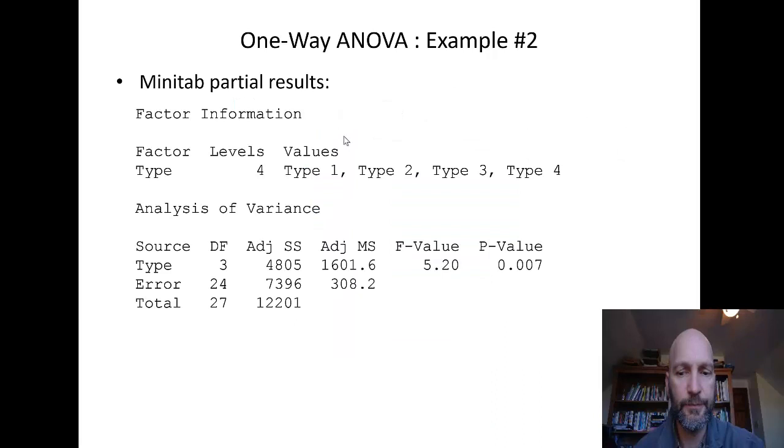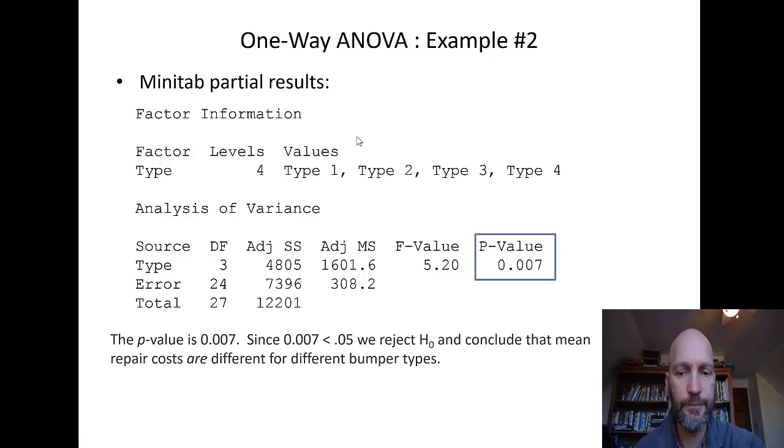Here's the output that we get, and based on this output, we can verify that we should reject the null hypothesis, and that goes along with what we initially thought just by eyeballing it. The p-value approach tells us that since 0.007 is less than 0.05, we should reject the null hypothesis and conclude that the repair costs are different for the different bumper types.